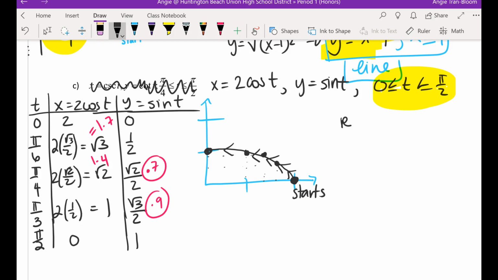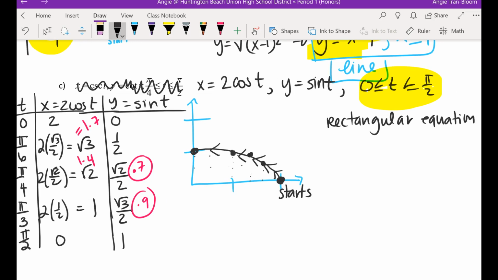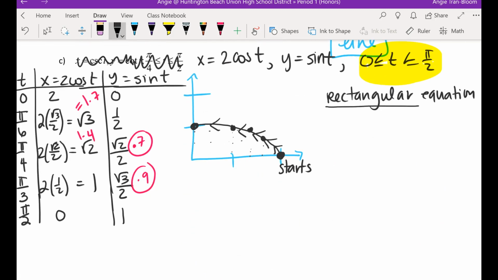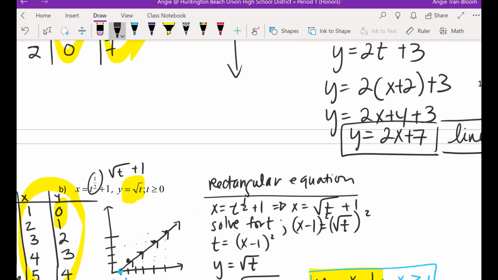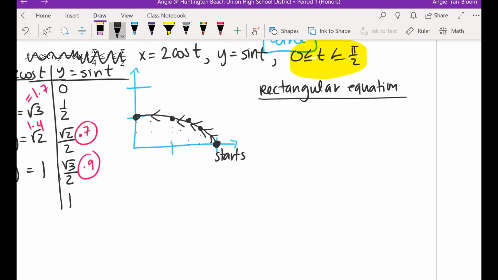Now, let's do the rectangular equation. This is where it's going to kick you in the butt if you don't remember trig. Because we are in trig, we are going to need to recall some basic trig facts. We are going to need to remember that sine squared of any angle, in this case sine squared of t, plus cosine squared of t equals 1.